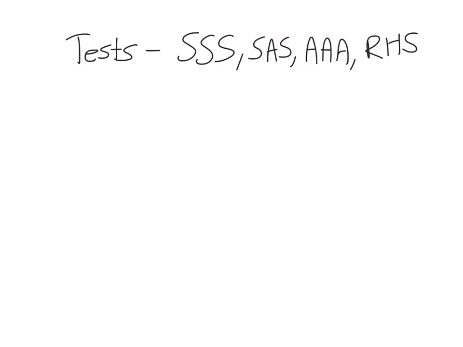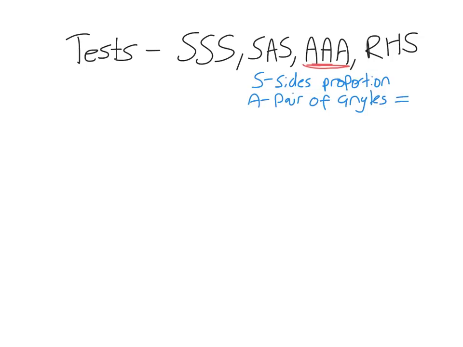So there are 4 tests that we can use, and they're all listed here: SSS, SAS, AAA, or RHS. These are almost the same tests as for congruence, except instead of AAS for congruence, there's AAA for similarity. Here, S is talking about a pair of sides in proportion, and A is talking about a pair of angles equal, okay? So please note the difference there.